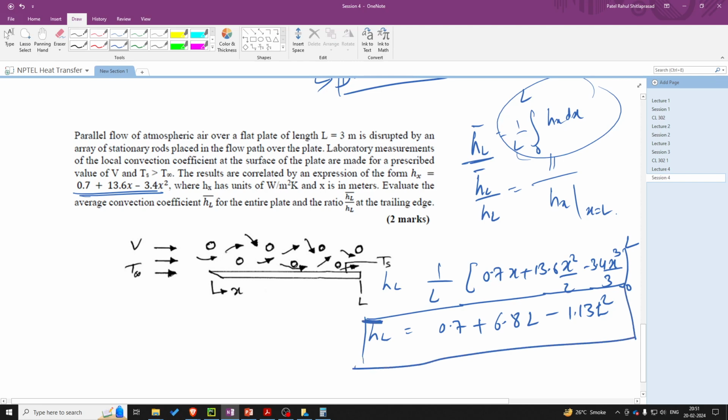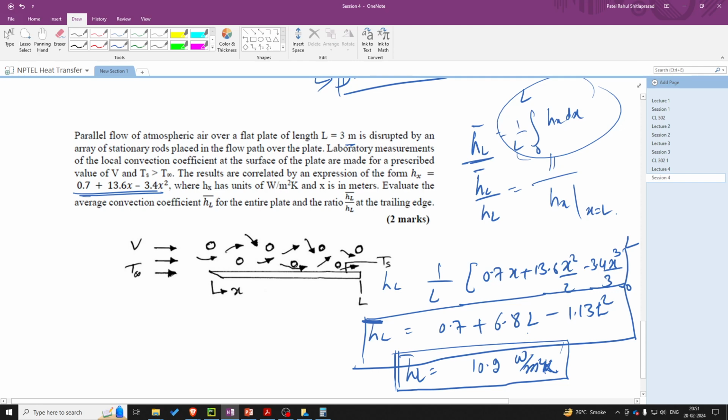The length has been given as 3 meters. So for h bar L, you can just put the value of 3 in this equation and you will get the value of h bar L as 10.9 watt per meter square Kelvin. So that is our first answer that has been asked.